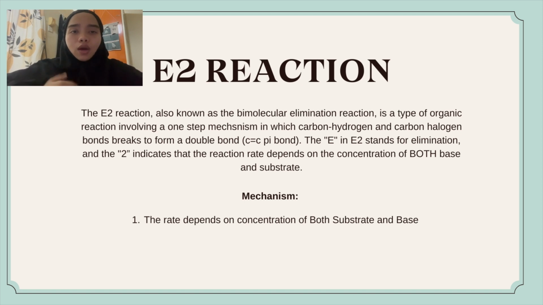Now, in this video, we are going to focus on the E2 reaction. The E2 reaction, also known as the bimolecular reaction, is a type of organic reaction involving a one-step mechanism in which carbon-hydrogen and carbon-halogen bonds break to form a double bond, which is a pi bond. The E2 in this reaction stands for elimination, and the 2 indicates that the reaction rate depends on both the concentration of substrate and the concentration of the base.